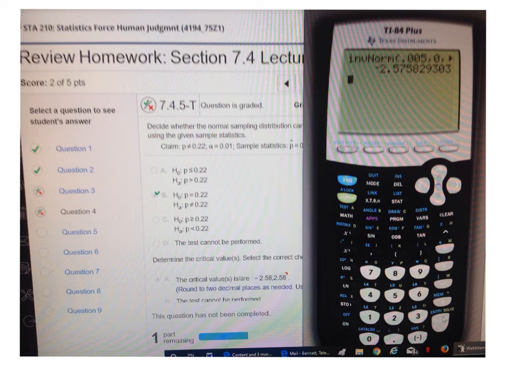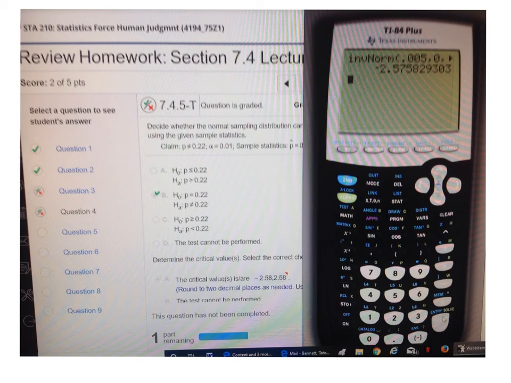So I got your question about using the calculator for this problem you posted a picture of. I guess the critical things are alpha is 0.01 and it's a two-tailed test, okay? So it's a two-tailed test and you're asking how do you get the critical values.